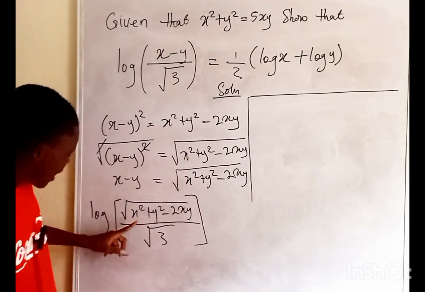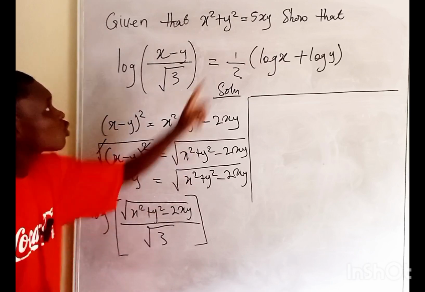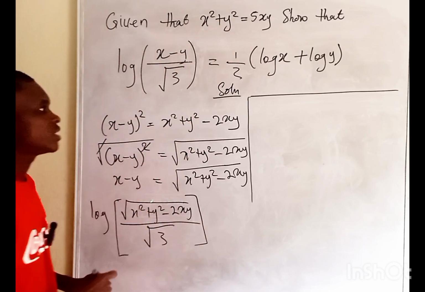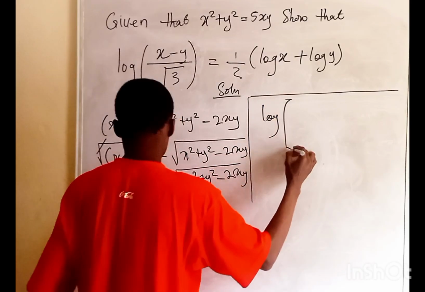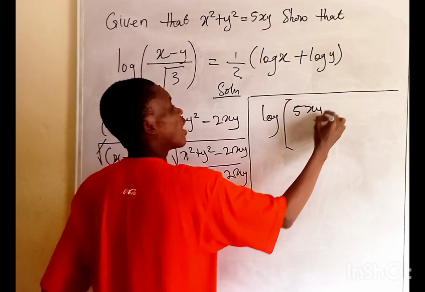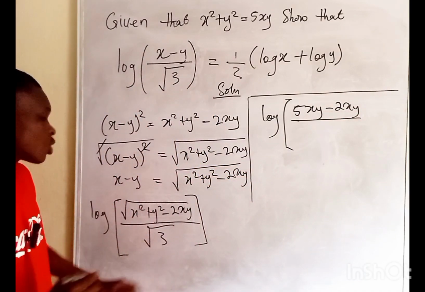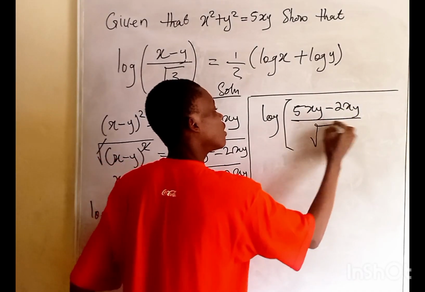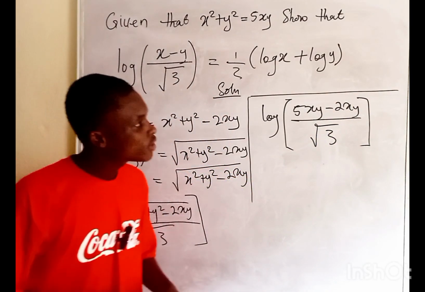But we are given x squared plus y squared to be what? x squared plus y squared will be 5xy. So we have to substitute 5xy inside this place. So from here, we know that this is just x squared plus y squared. So here is 5xy minus 2xy, all divided by the square root of 3. Okay, this is working awfully nice.